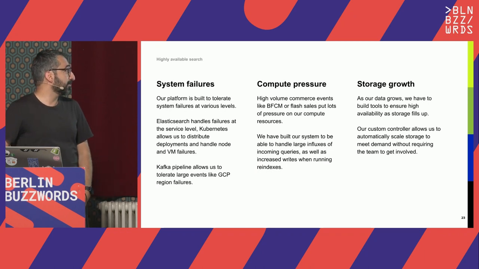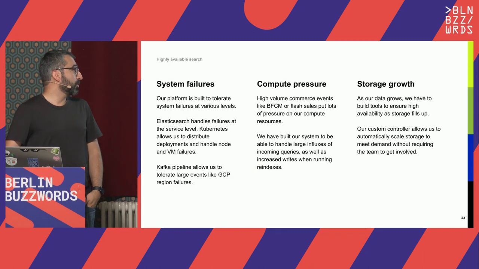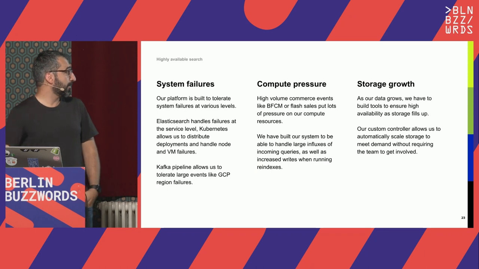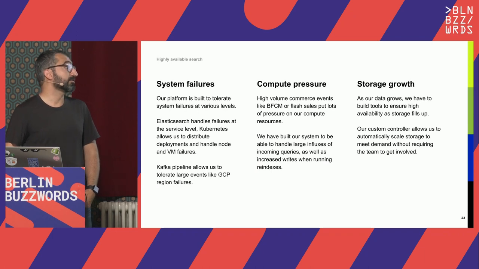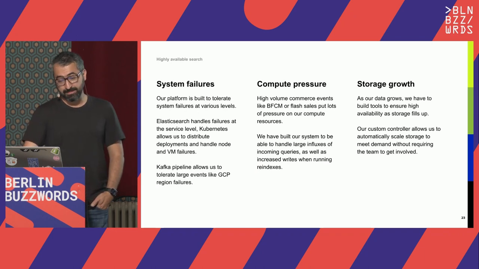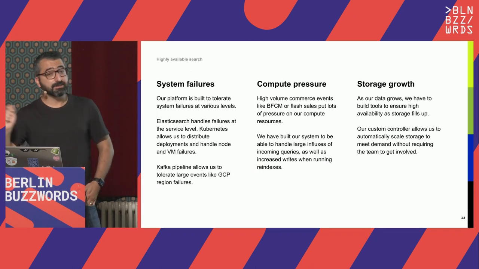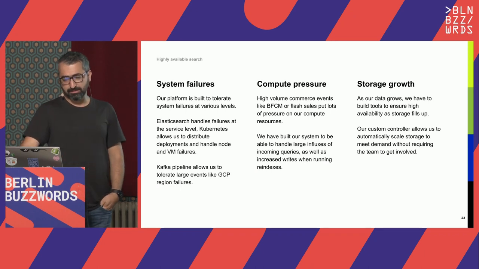On the compute pressure side, we deal with BFCM and flash sales, which put a lot of compute pressure on our clusters. To deal with that, we can handle queries with load balancing at the proxy levels. And we have load shedding when there's too many writes happening by scaling down our consumers for reindex. And then finally, for storage growth, it was kind of a tricky thing. It occasionally paged a team to go and fiddle with the cluster. We implemented it in the controller. The controller allows us to scale up, scale down on demand with no human involvement. So this is tackled that way.